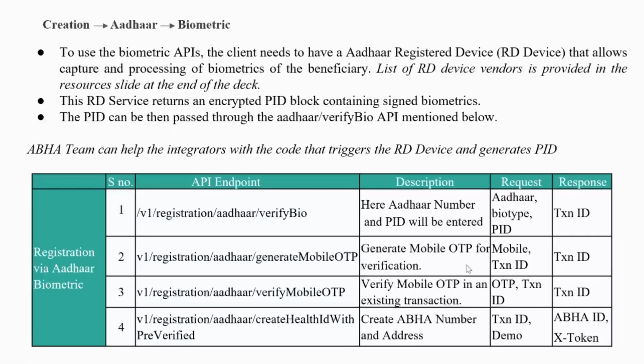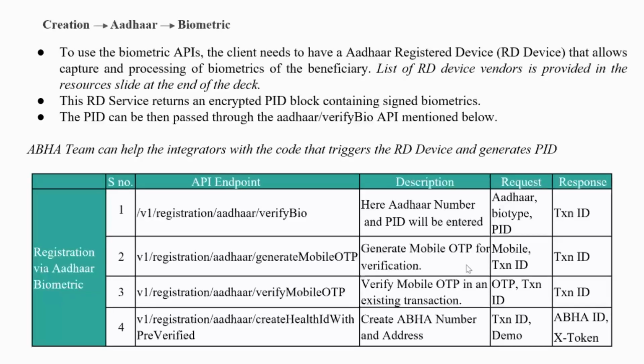Okay. So as I told, we would require one PID. For that PID, we would require one Aadhaar biometric to generate it. In the first API, we would enter the Aadhaar number and PID. The PID would be generated using the fingerprint which is kept on the machine, and that will generate an XML which should be base64 encoded. That would generate the resultant PID.